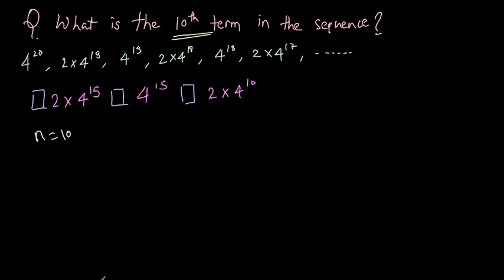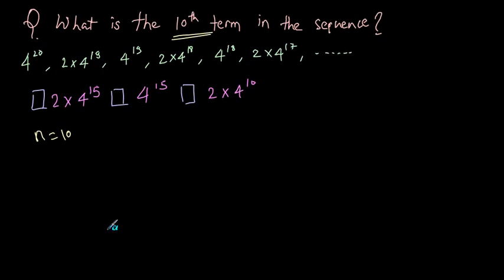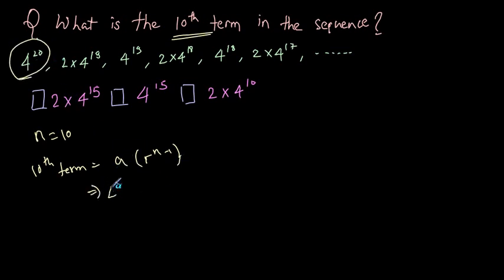And the formula for any nth term is a into r raised to n minus 1. Let's put the values. A is the first term, that is 4 raised to 20, and for r, you need to find out what r is. So r equals, take any two consecutive numbers. So let's take this number and this number. So 2 into 4 raised to 19 divided by 4 raised to 20.